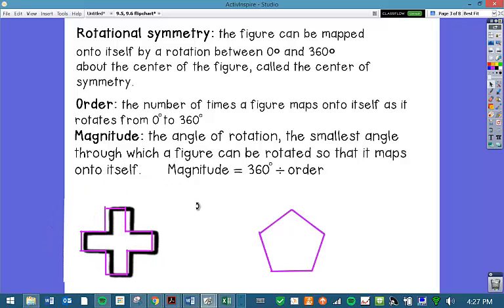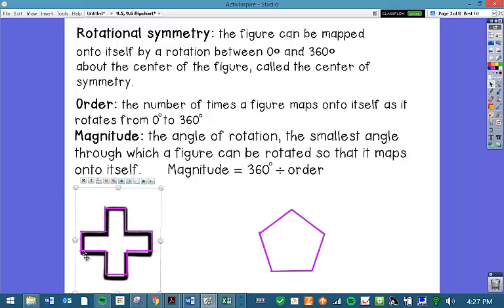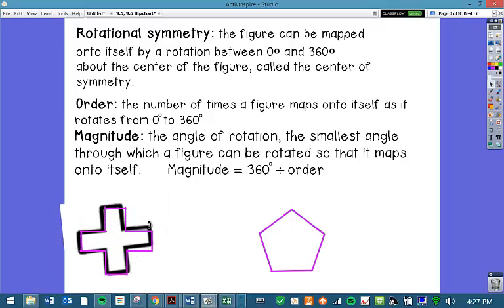2, now it's this bottom line. 3, now it's this left line. 4, now I'm back where I started. Now it's back at the top. So the order for this plus sign is 4. That's the number of rotations it takes for it to get back to where it started.